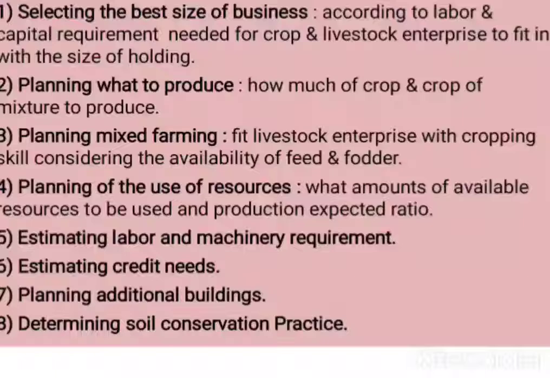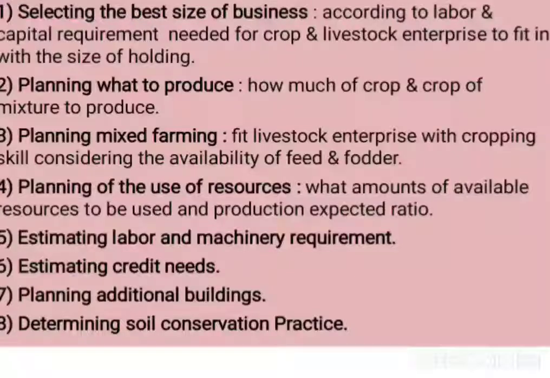Second point is planning what to produce, like which crop to be produced, at what area, how much to produce, or whether to go with mixed cropping or whether to go with integrated farm management and all. And third point is planning mixed farming, because integrated farm management always provides more income. So initially select the best size of the business, which is the best business, then plan what to produce, then plan the mixed farming because it is always profitable in nature.